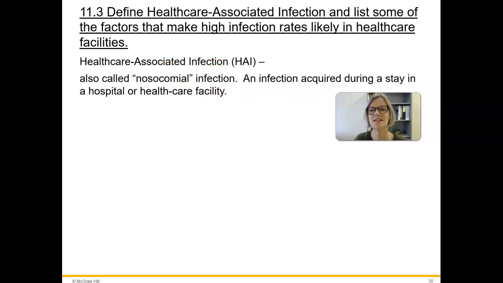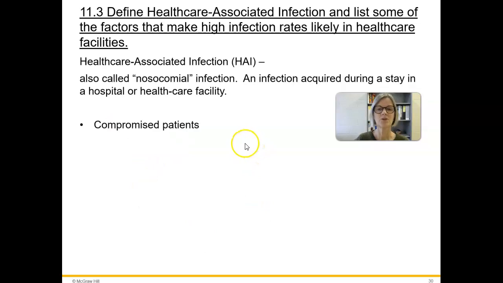But what that means is it's an infection acquired during a stay in a hospital or healthcare facility. They used to call them hospital-acquired infections, but they realized that this happens a lot in nursing home or rehab facilities or those kind of things. So they changed it to healthcare-associated.